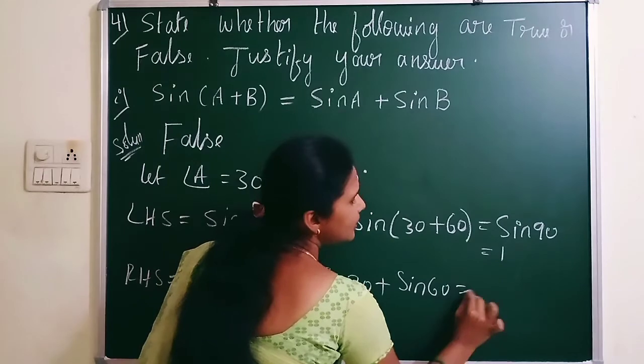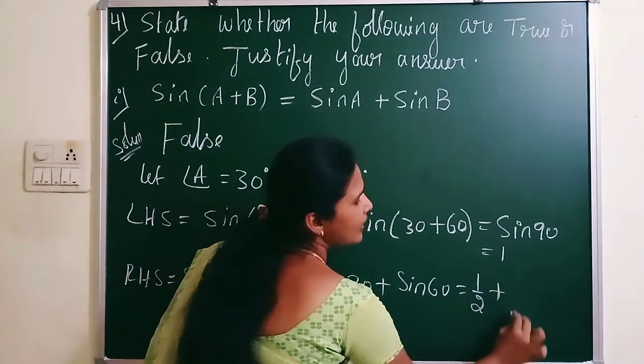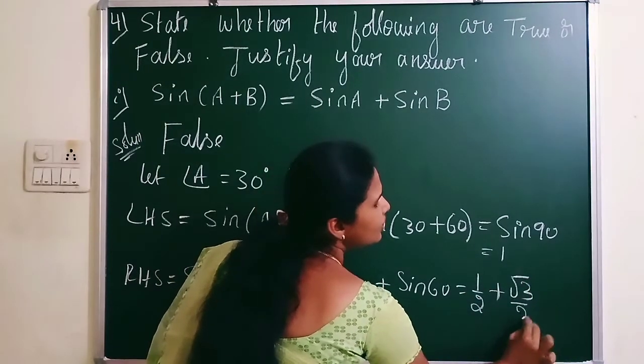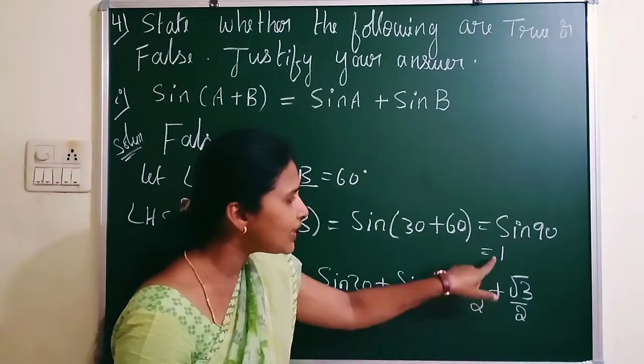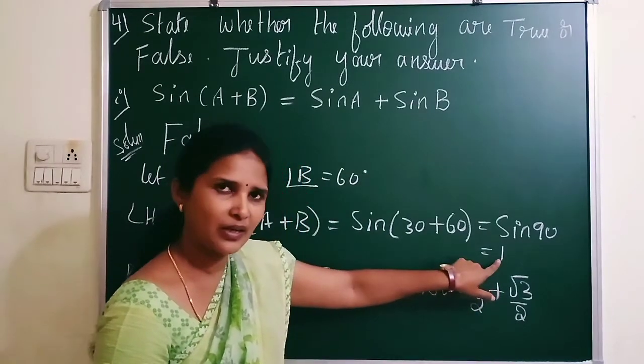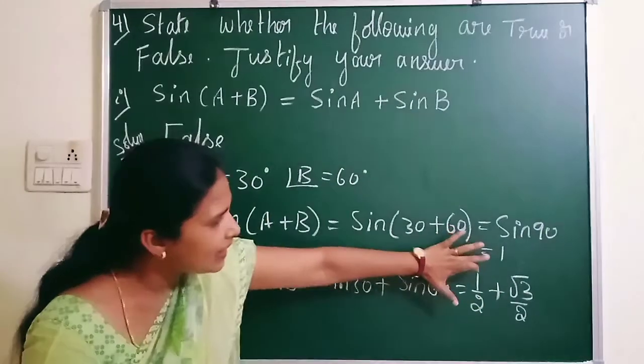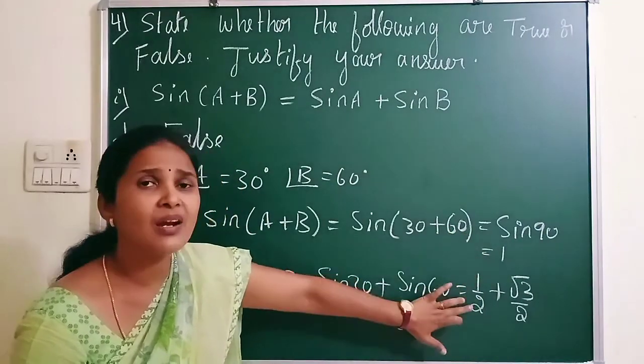So what is sin 30? Sin 30 is half and sin 60 is root 3 by 2. So we cannot simplify it. Even if you simplify, you won't get this RHS as equal to 1. So clearly you can see that LHS and RHS values are not same.